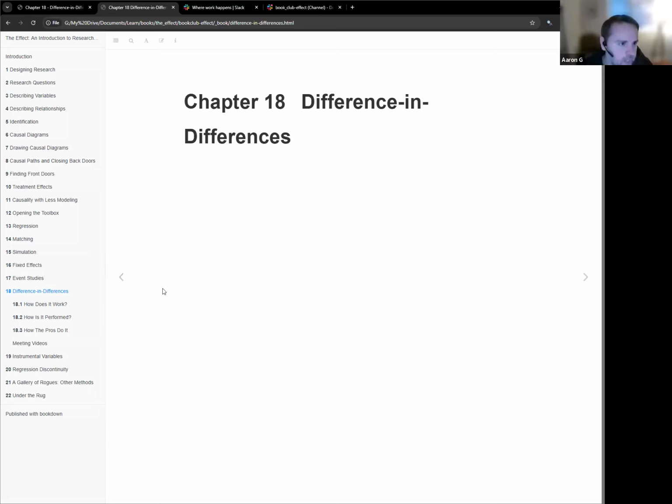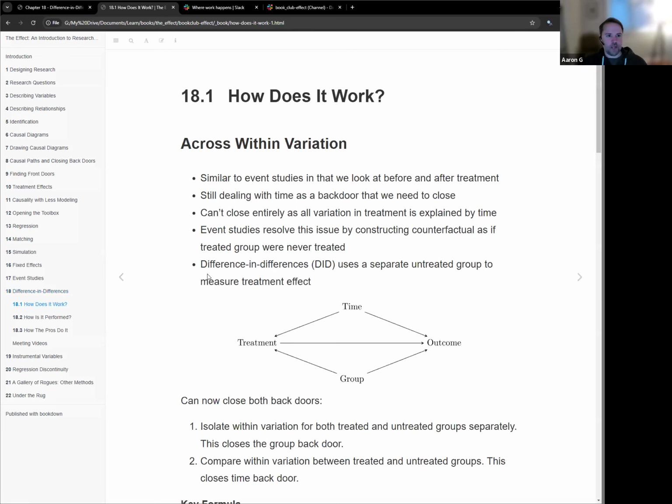Yeah, so welcome everybody. Talking through the book, The Effect. We're now on chapter 18, Difference in Differences. Let's hop right in here. The chapter fortunately was not extremely long. I don't have the hardcover, so I don't know how many pages it was, but it seemed a little bit more reasonable compared to some of the other chapters we reviewed.